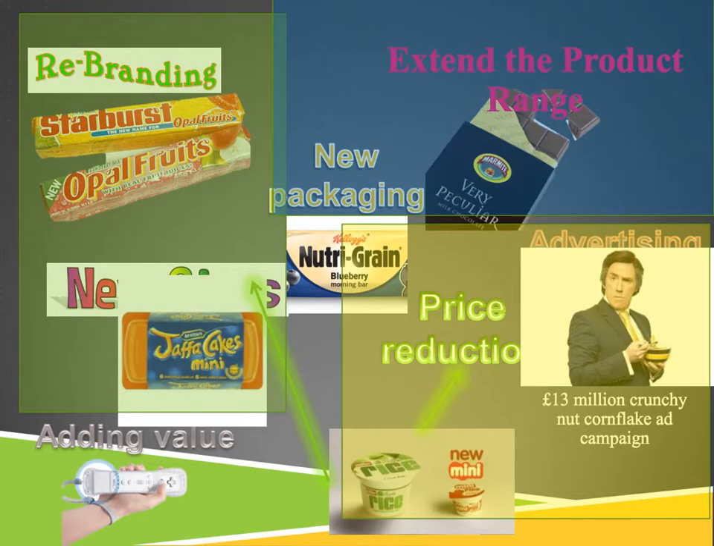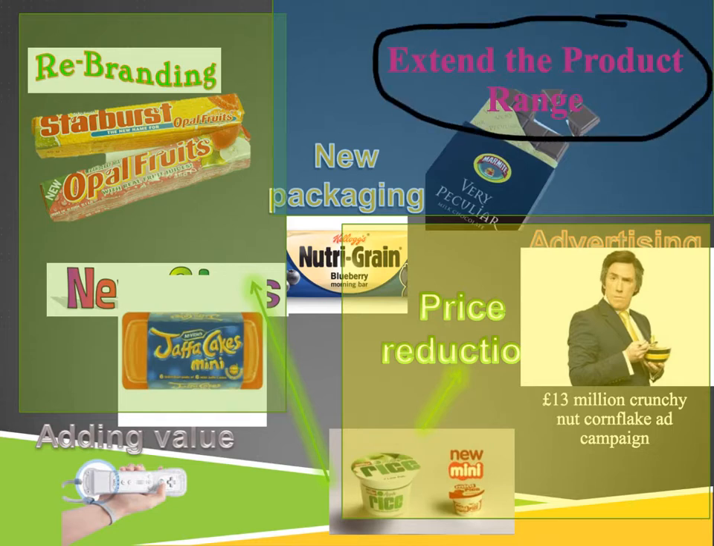Okay, here are some examples of extension strategies. So you could extend the product range. So for example, Marmite have been trying to come up with loads of different products like Marmite chocolate. You could do loads of advertising. You can reduce the price. So Muller Rice, if you notice, is almost always on sale, like constantly on sale. But as well as reducing the price, they've actually gone for different sizes down here. And things like Jaffa Cake Mini, they've gone for different sizes.